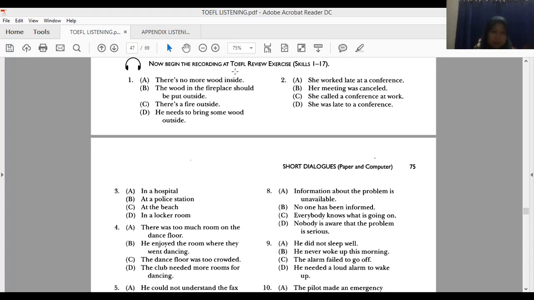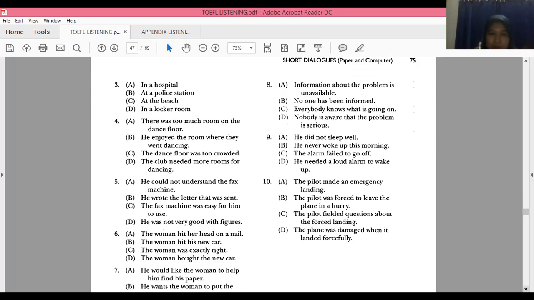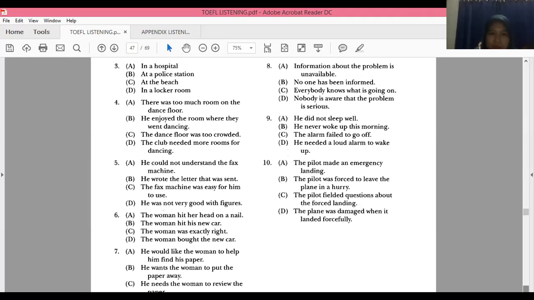Number 3. Why are you getting out of the water? The lifeguard motioned that we should move in that direction. Where does this conversation probably take place? Number 4. Did you enjoy the evening at the nightclub? I wish there had been a little more room on the dance floor. What does the man mean?